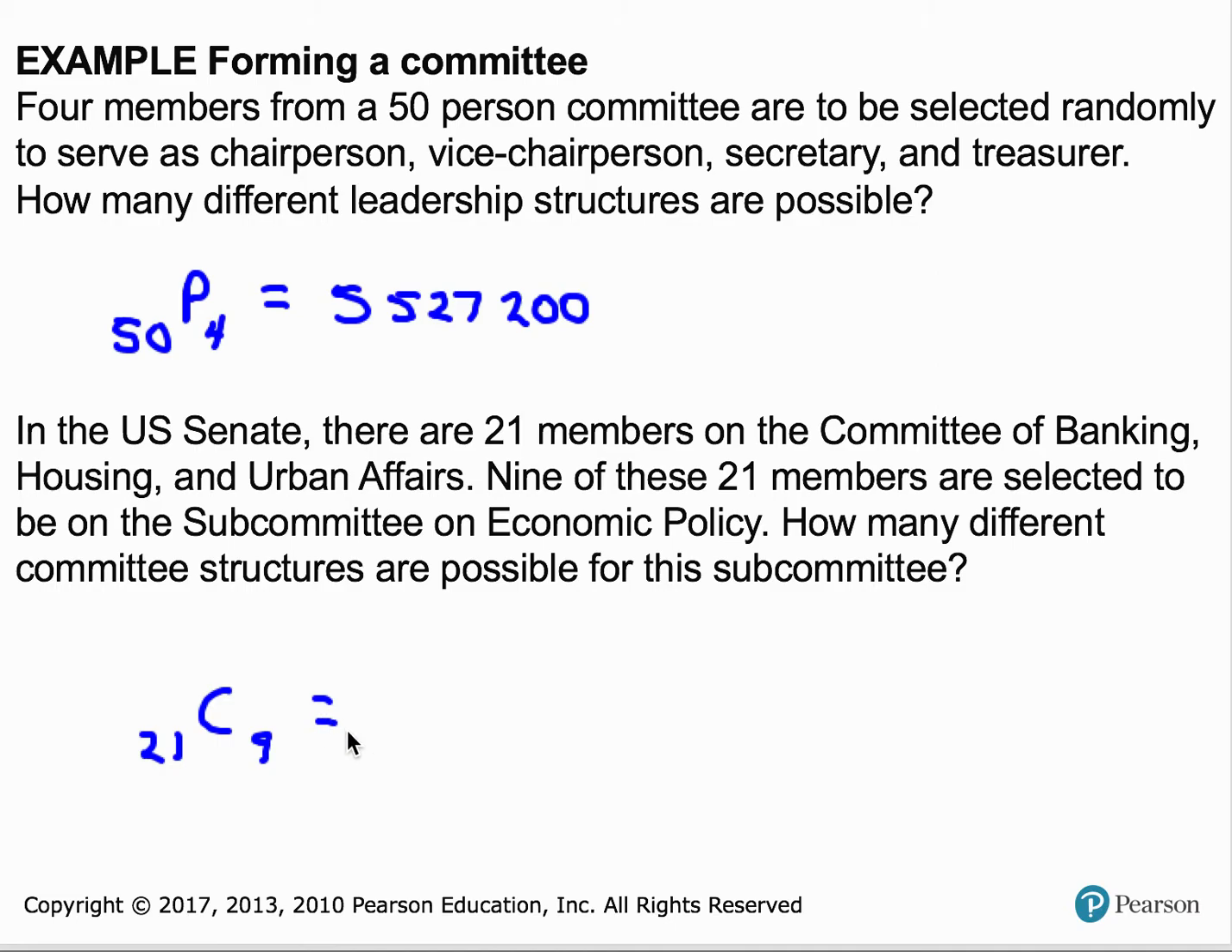So on our calculator again, it'll do those calculations for us. 21, just make sure you choose the combination option. 21, choose 9. So 293,930 different subcommittees that could be formed.